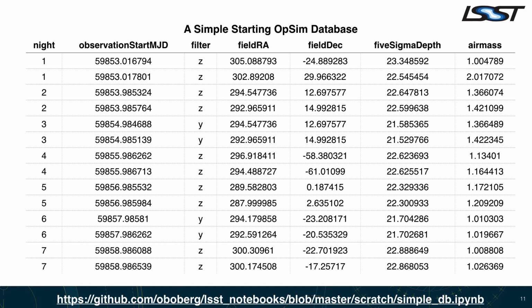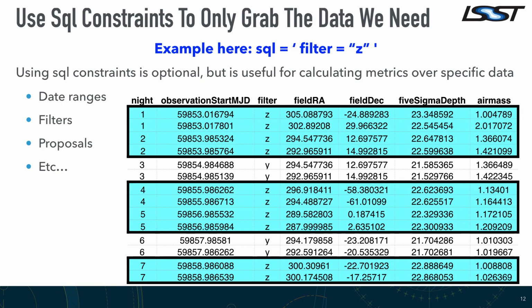So, again, keeping in mind what I was showing you before with the SQL constraint and the metric and the slicer, we're going to walk through each one of those steps using this database. So let's go ahead and get into that. The first thing that we would like to do is have a SQL constraint to only grab the data that you want.